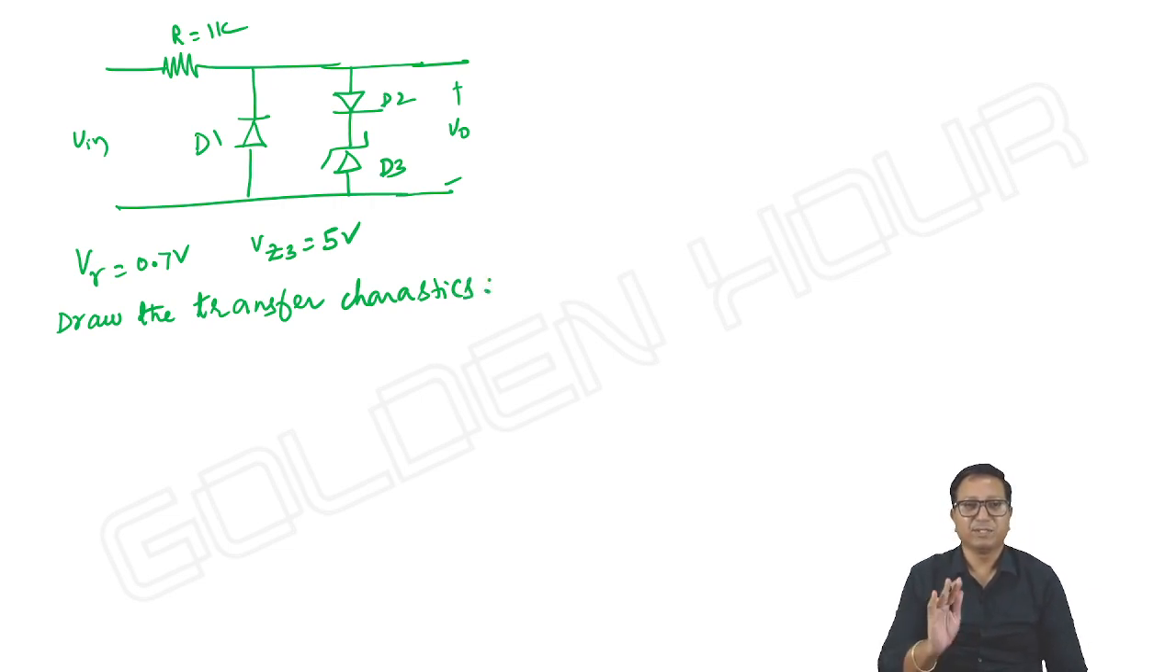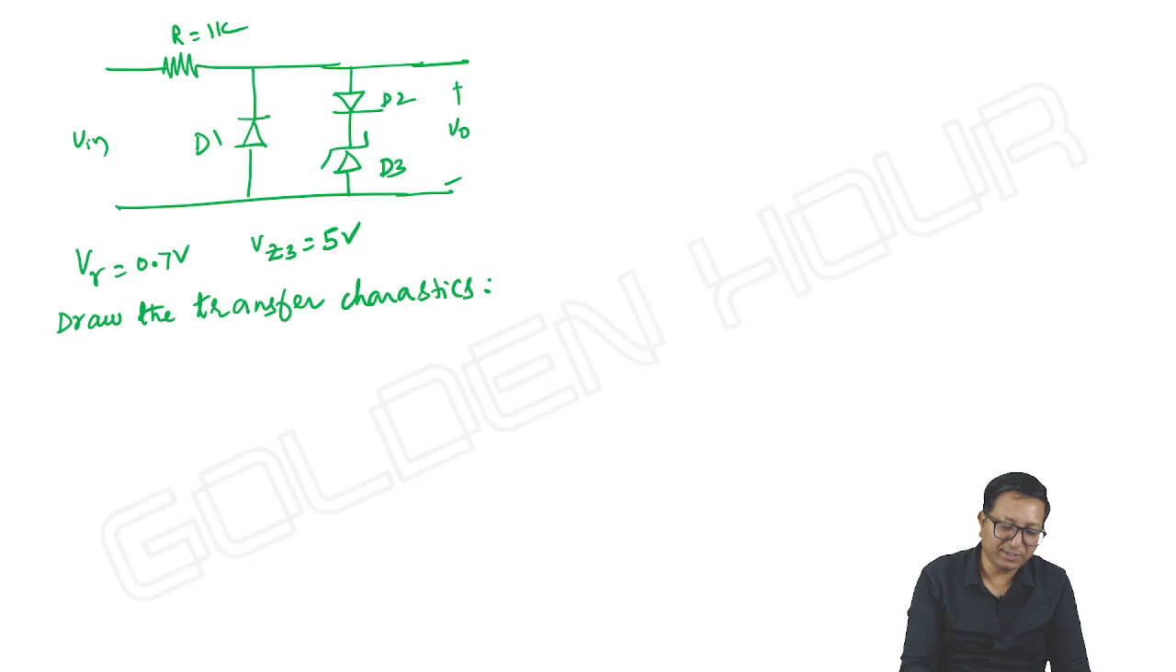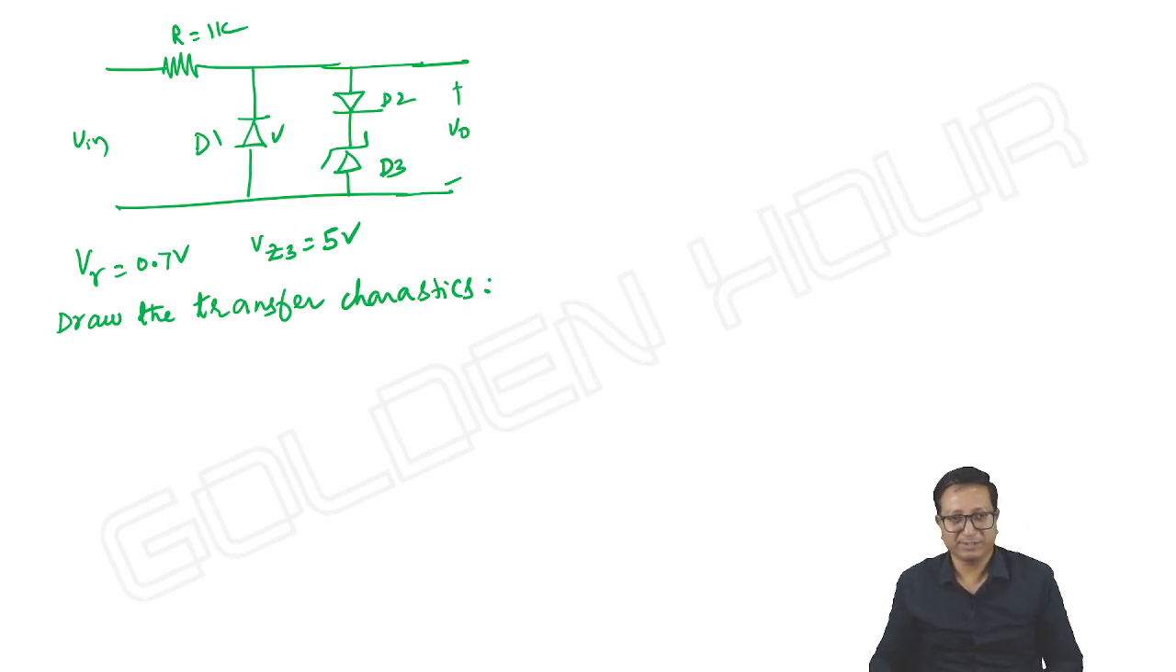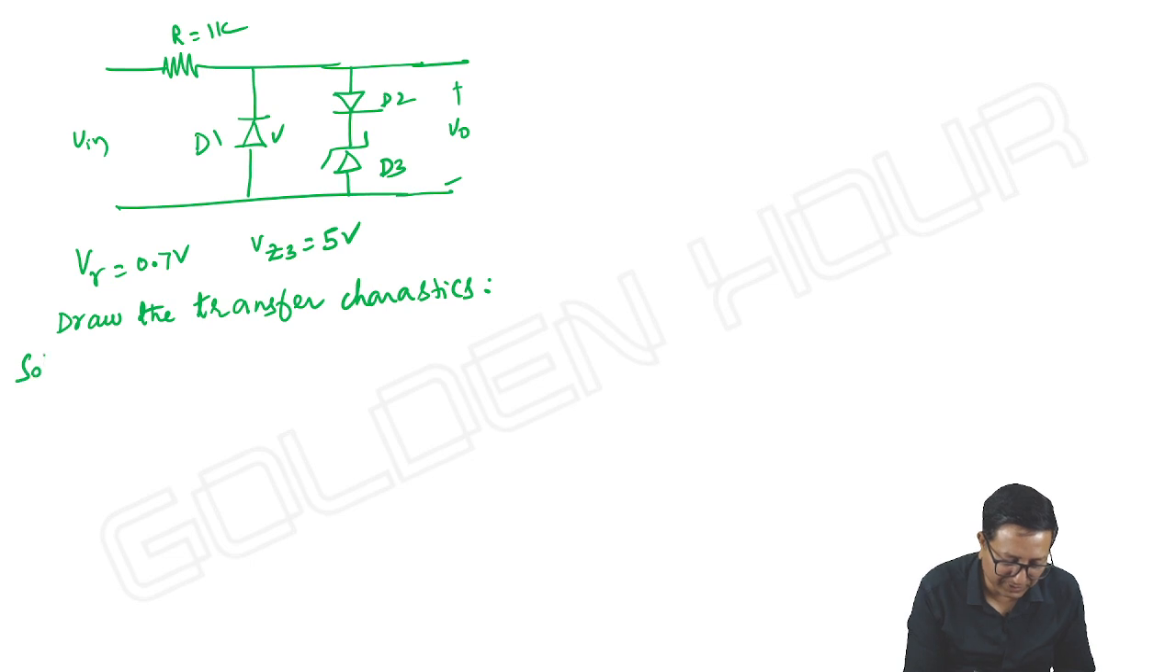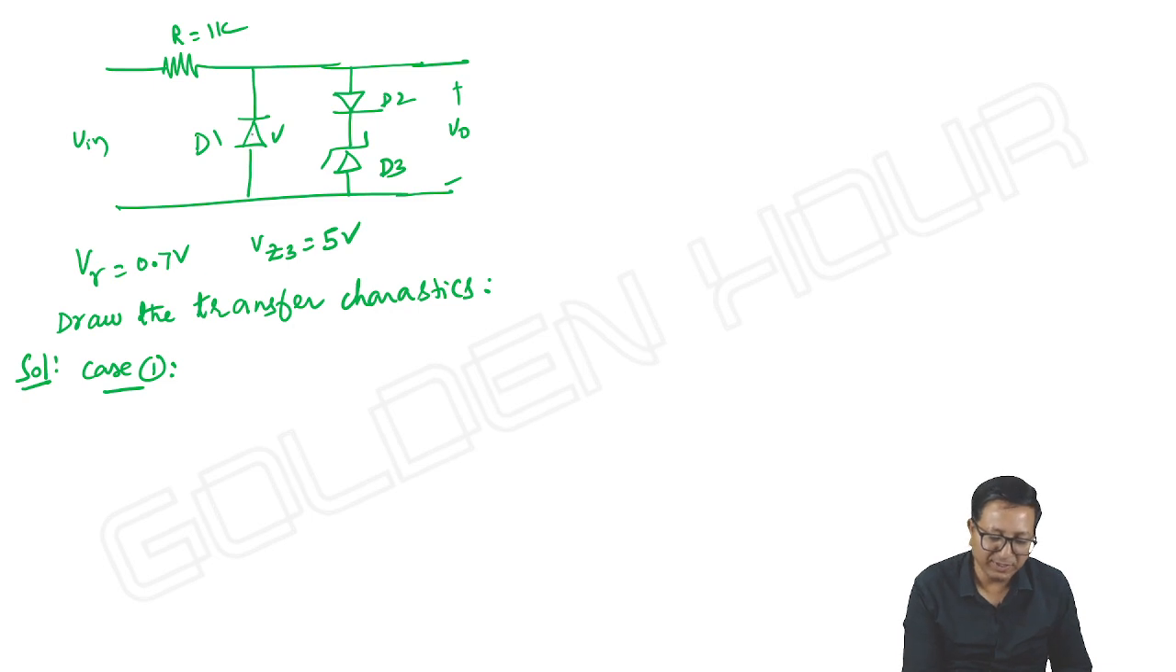Okay, then how do we do this? As usual, input is at its negative peak, D1 is forward biased, and what about D2? D3 is also ready to forward bias, but D2 is in series with it. There is no scope for D2 to conduct, and hence D3 also does not conduct. Okay, so case 1, coming to its solution. Case 1, D1 is forward biased, D2 and D3 are reverse biased. D1 is on, D2 and D3 are off.